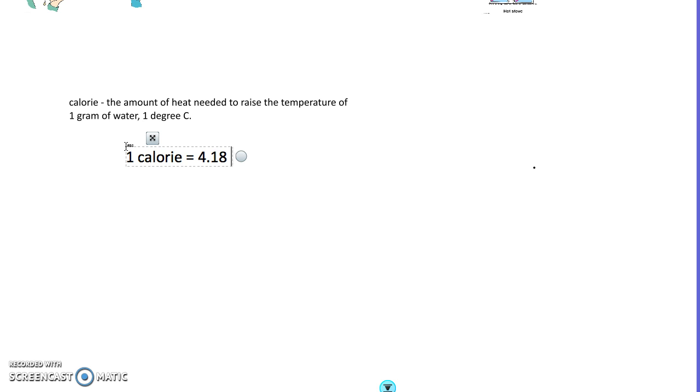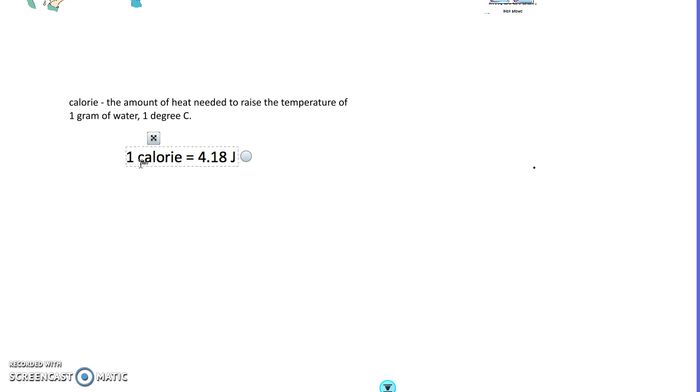4.18 joules. Okay, and so we said that 1 calorie is a small amount of heat energy. That means that it takes 4 joules and a little bit more to make 1 calorie. So they're even smaller units of energy. And so once again, when we talk about work, we tend to talk about kilojoules instead of just joules, because joules are a very small amount of work.